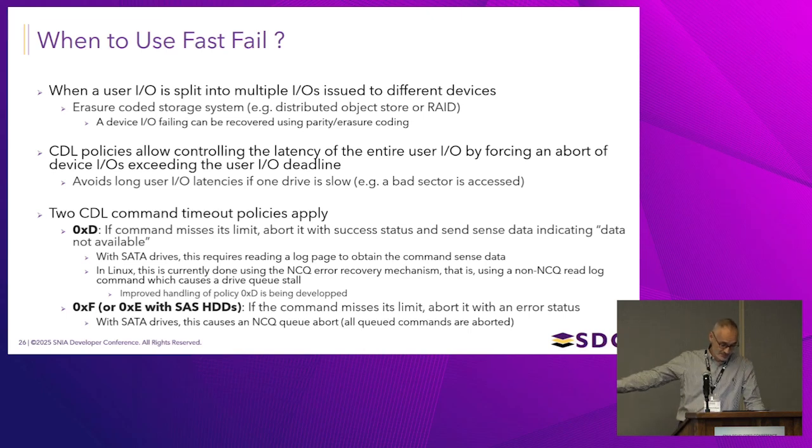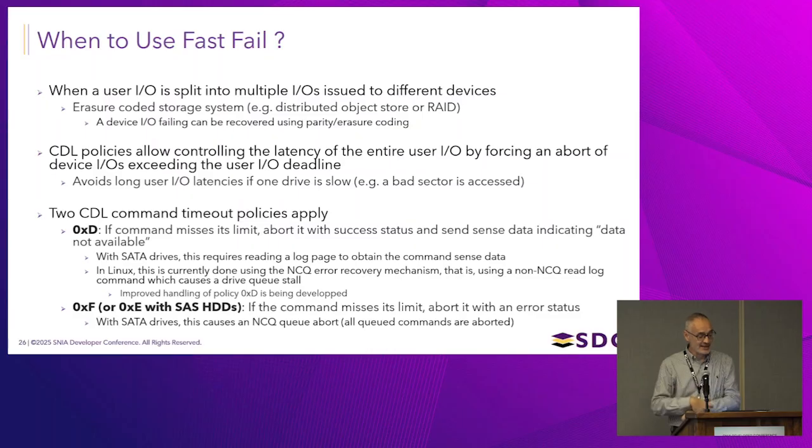Rick mentioned that in the first presentation this morning, but when do you want to actually use fast fail and have your command aborted without being processed and getting back an error? If you're using a single drive to store files, you definitely don't want to do that, because it means that your workload is going to fail. You're going to get I/O errors. Fast fail is useful when your application is actually using multiple drives to access some piece of data that is distributed between those drives. In that case, the latency you're going to see for that user I/O is going to be dependent on the slowest of those drives.